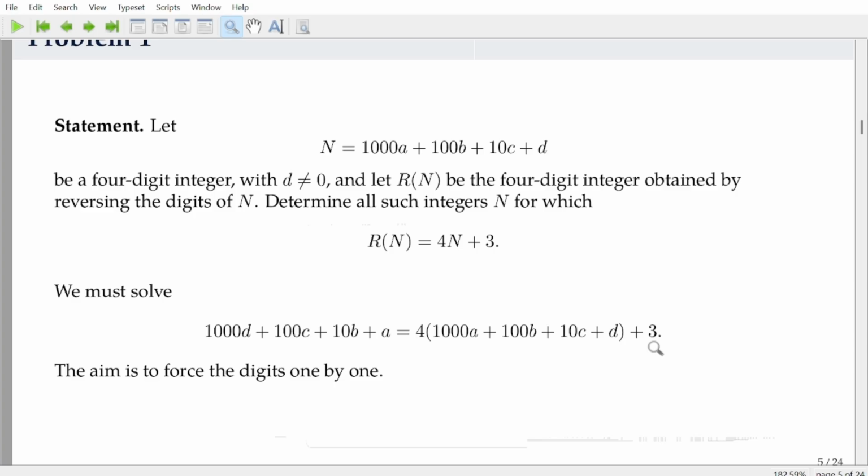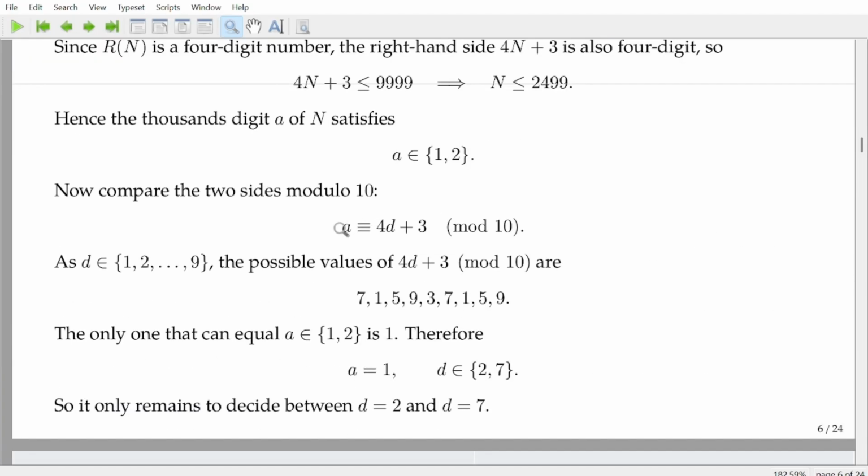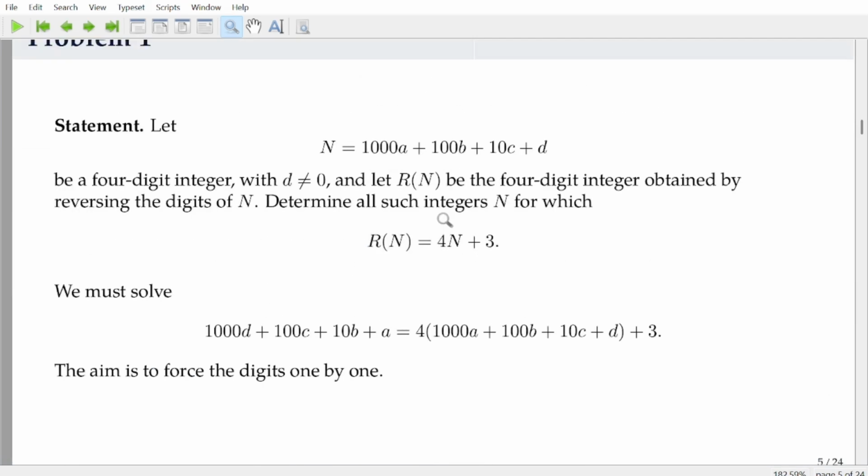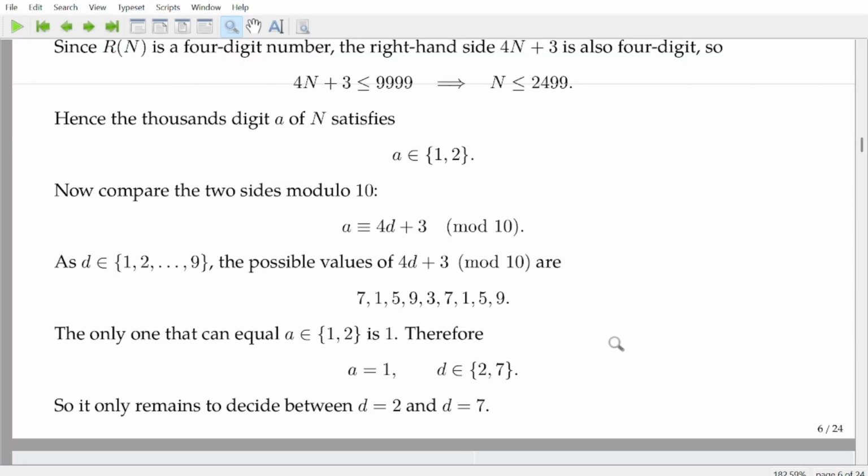But the main point here is to say the following: we know that a is going to be congruent to 4d plus 3 modulo 10. What that basically says is that, since we know that r of n is equal to 4n plus 3, the remainder when I divide both of these numbers by 10 is going to be the same. So the remainder of a when I divide it by 10 has to be the same as the remainder of 4d plus 3 when I divide my integer by 10. So these two remainders are the same. That's basically what it's saying.